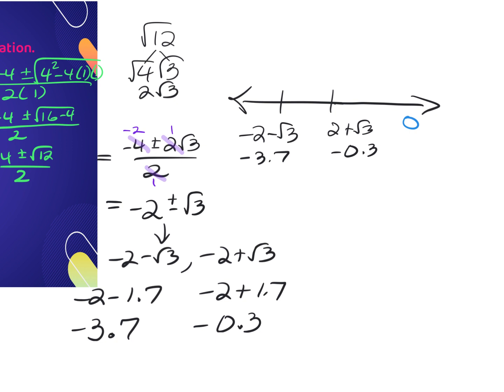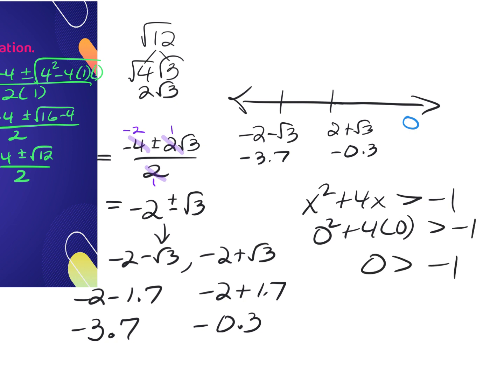My original problem was x squared plus 4x greater than -1. 0 squared, 4 times 0, that's all zeros. 0 greater than -1, this is true. So the section where 0 is located, which is over here, gets a check. Middle gets an X and a check.